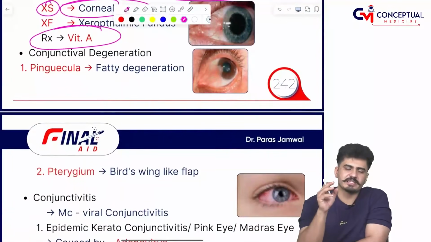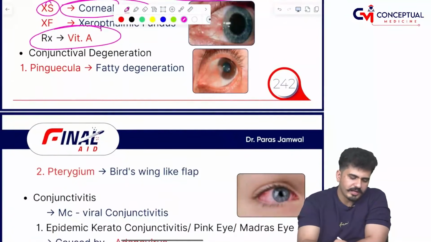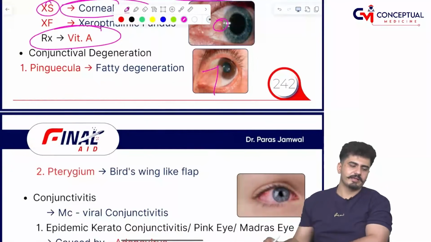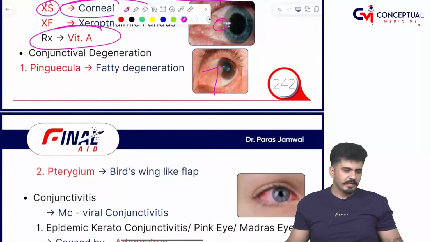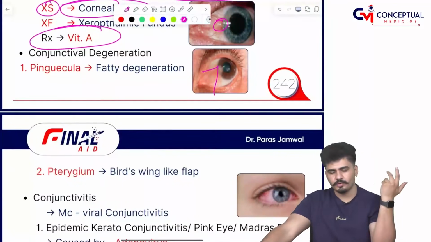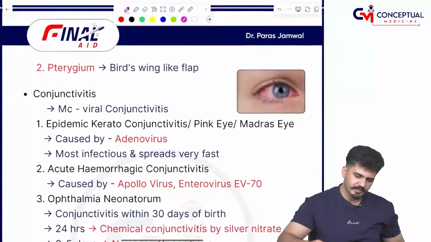Now, two types of conjunctival degeneration: pinguecula is the fatty degeneration. You will see a bump right here, and pterygium is a bird wing-like flap. If asymptomatic, my dear friends, no treatment. If symptomatic, you have to do the excision. Next is coming to conjunctivitis.